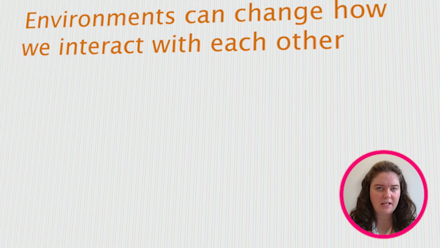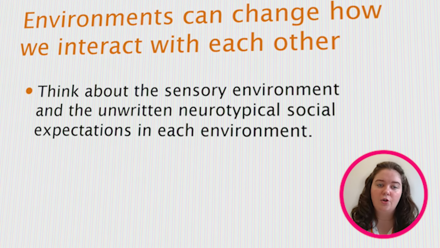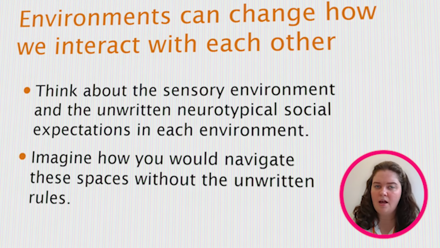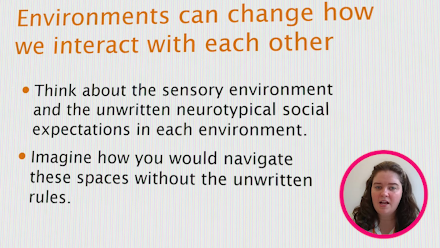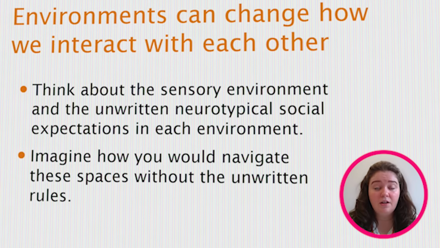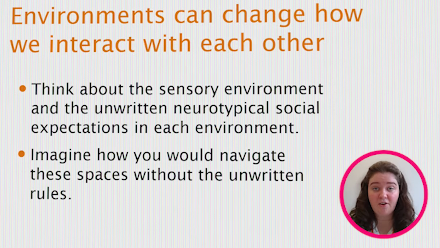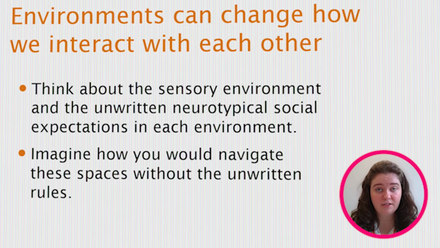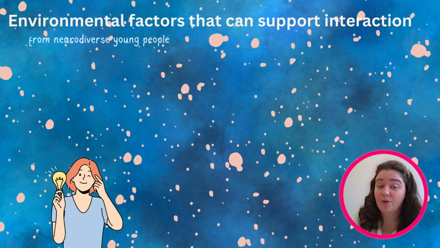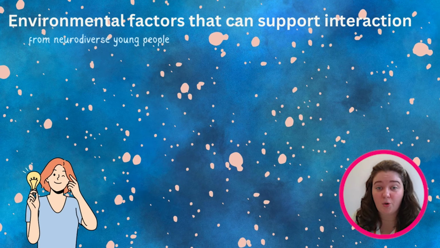On top of the sensory environment, you also have to consider the unwritten, neurotypical social expectations in each environment. Imagine you didn't know these rules, and there's no book that has them, and then you're asked to navigate them. The neurotypical social expectations of an exam hall are very different to a busy office. On your screen, you can see environmental factors that support interaction. These were provided by neurodiverse young people.